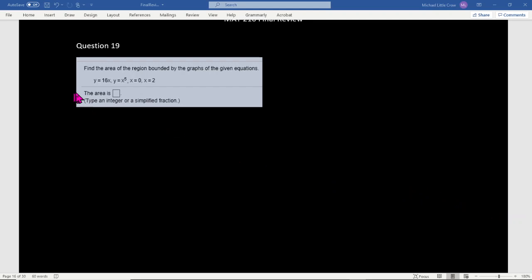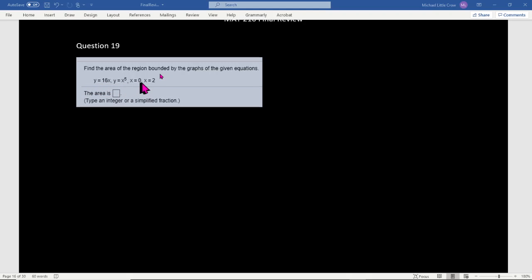Question 19, we're looking for the area between two curves, two graphs. We've got y equals 16x and y equals x to the fifth. So the first thing we need to see is which one is on top, and maybe they switch over.